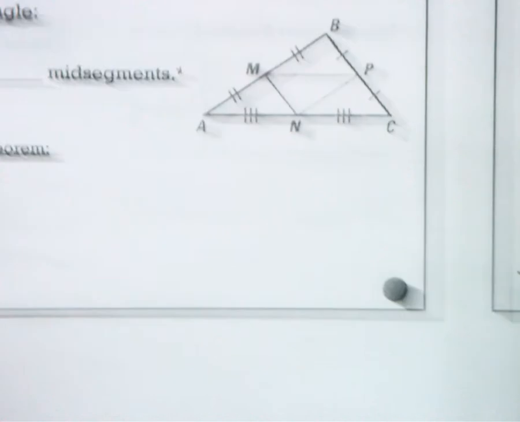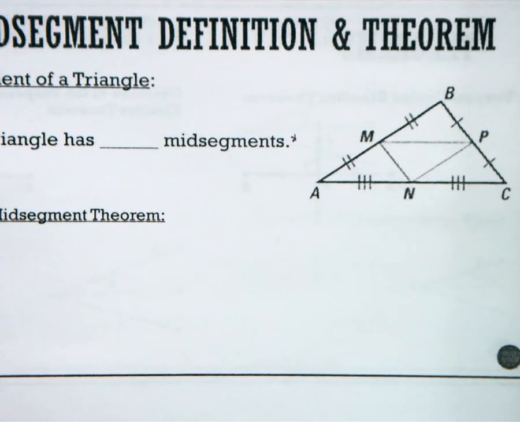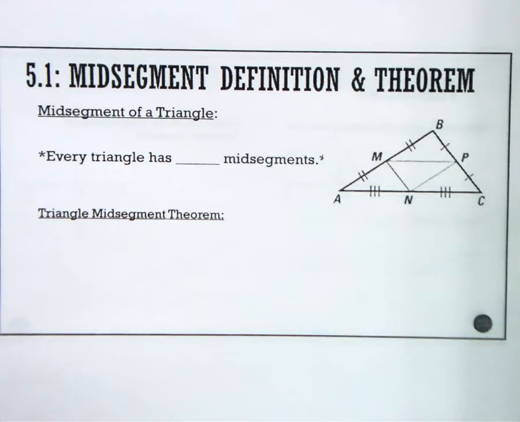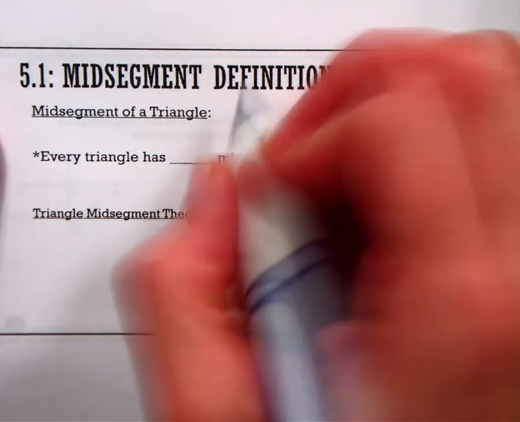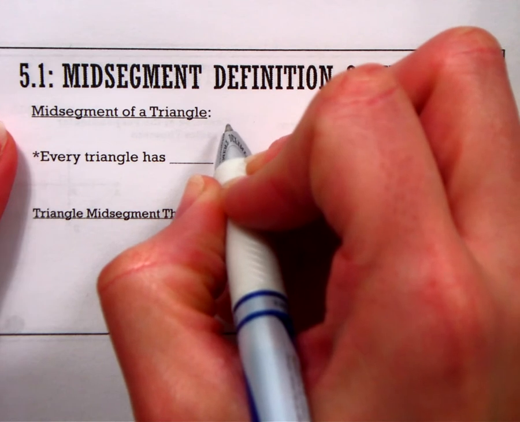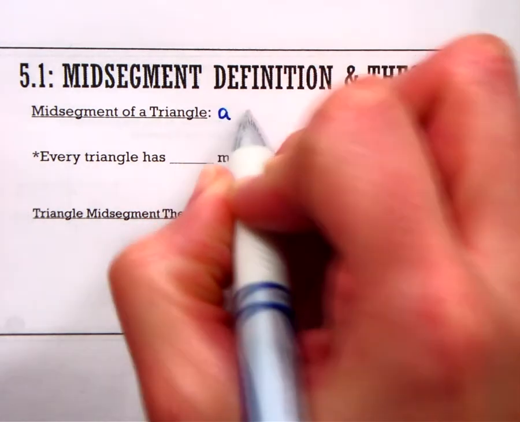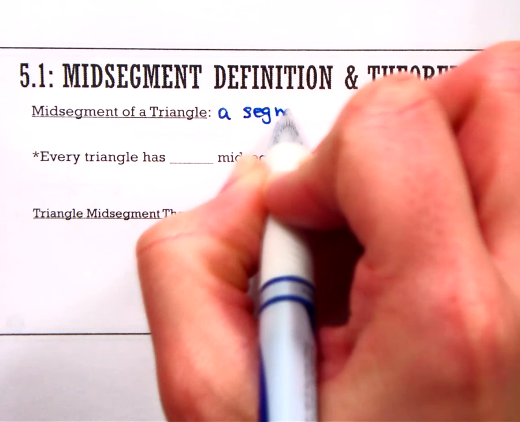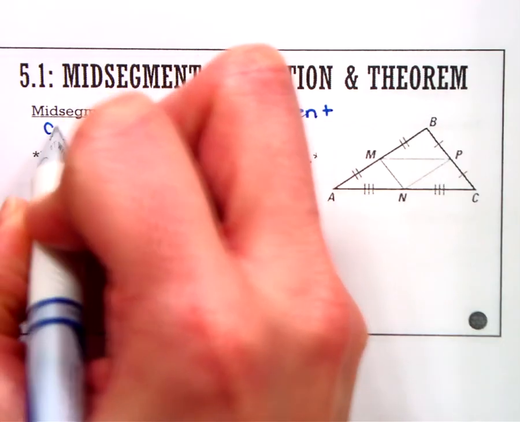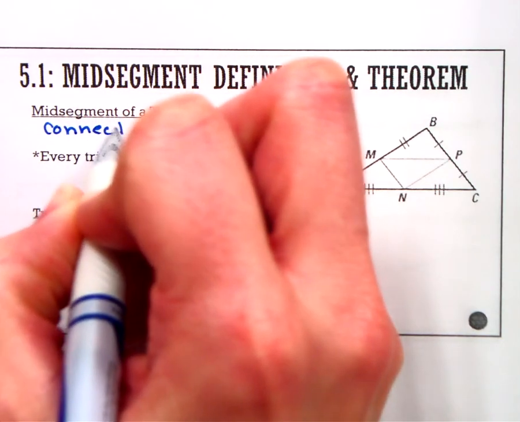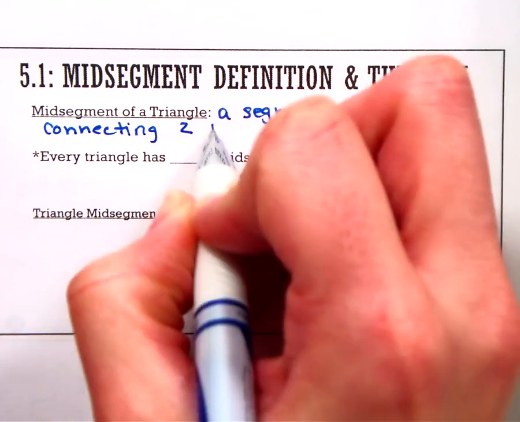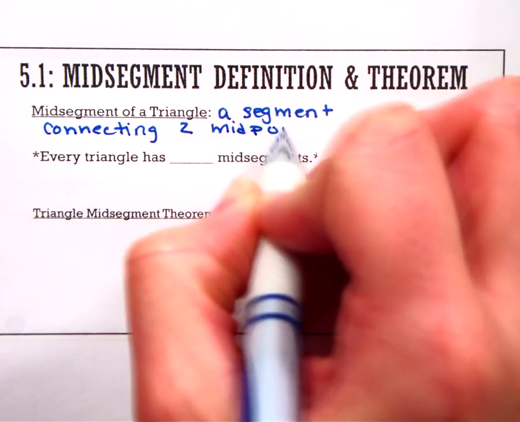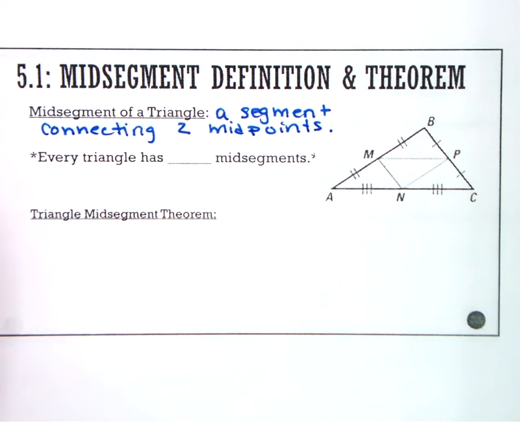Okay, so on your actual notes, the first thing we're going to do is write down what is a mid-segment. So the mid-segment of a triangle is a segment. You ready? So on the front side, first page. It is a segment connecting two midpoints. Okay, that's where the word mid-segment comes from. Connects two midpoints.